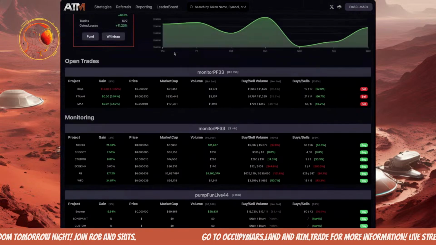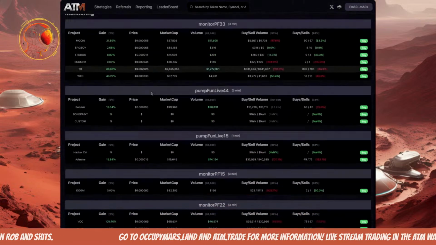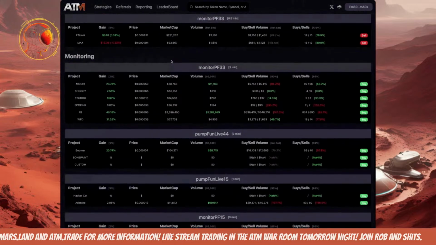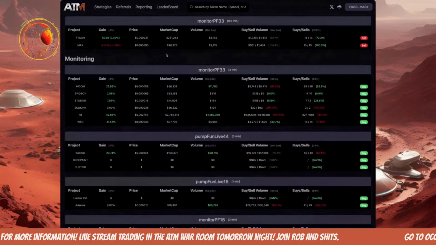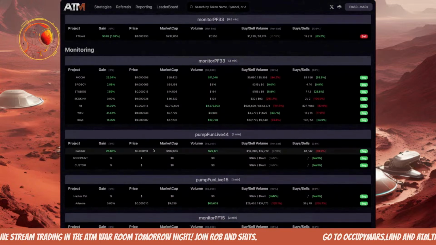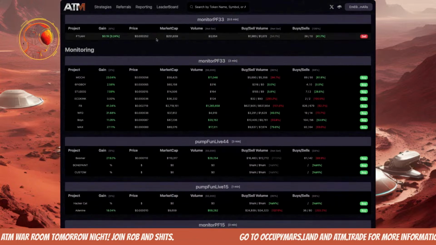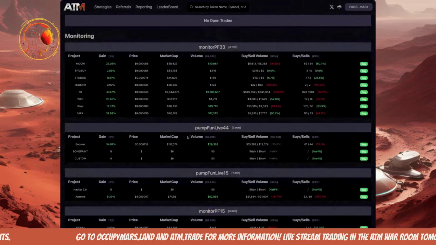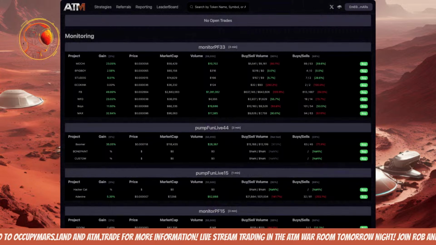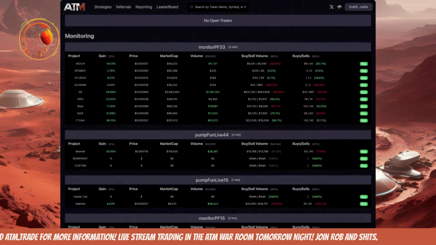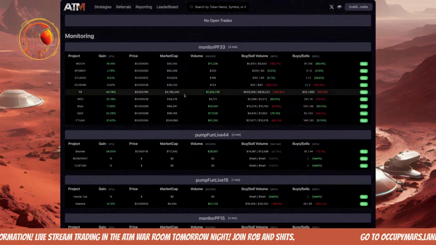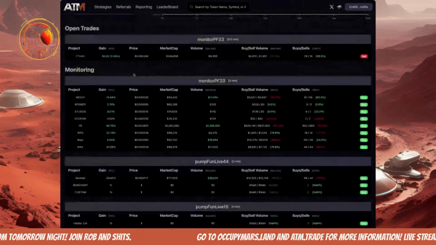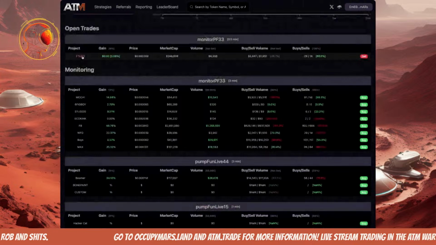So again, we set these up so you can see the ATM in action. These aren't necessarily targeting to bring home big money. They're just to show the movement of the buys and the sells and how the system tracks things and determines when to buy, when to sell. There goes 13% on Fatua. So it's just scalping, just ripping. There's Fatua. Fatua's back in again.